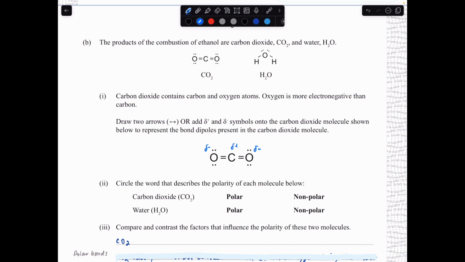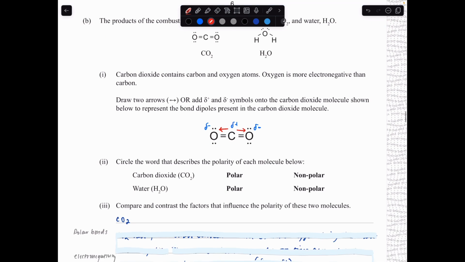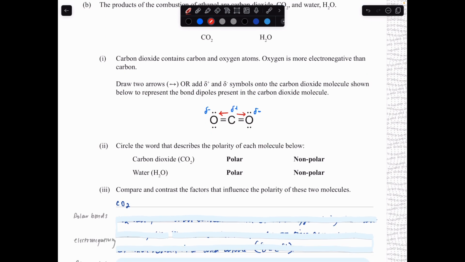So if we were to add these dipole arrows, these dipoles would essentially go in opposite directions and cancel out. So, keeping that in mind, circle the word that describes the polarity of each molecule below.